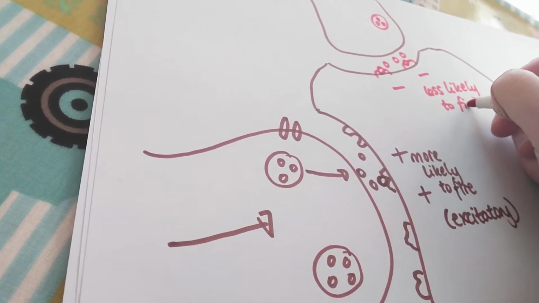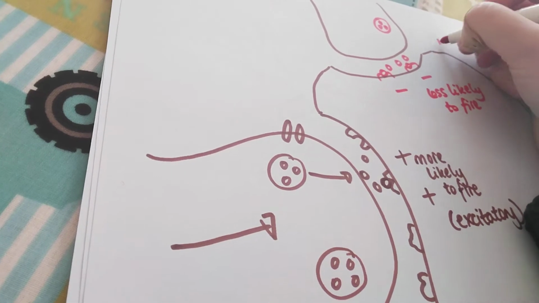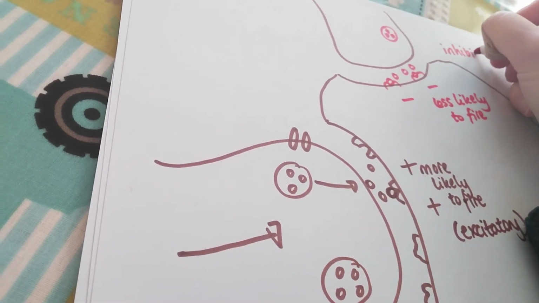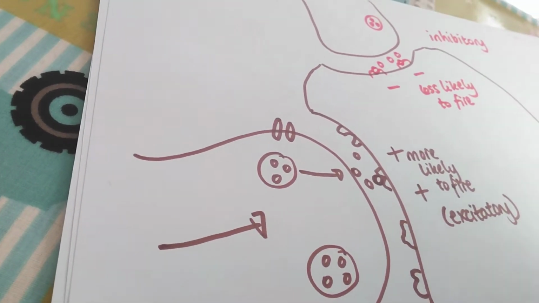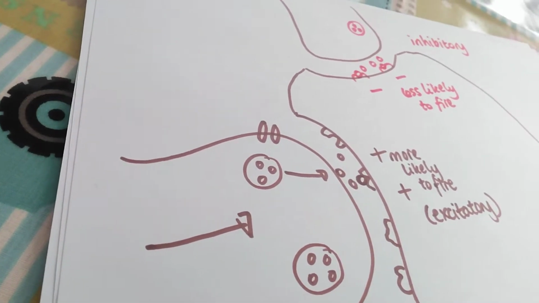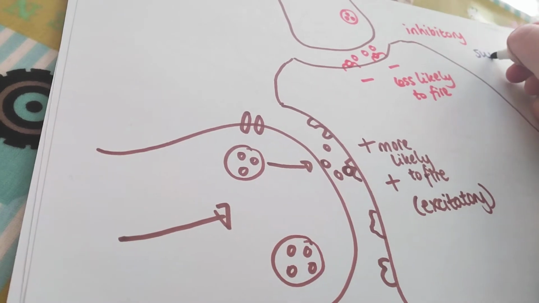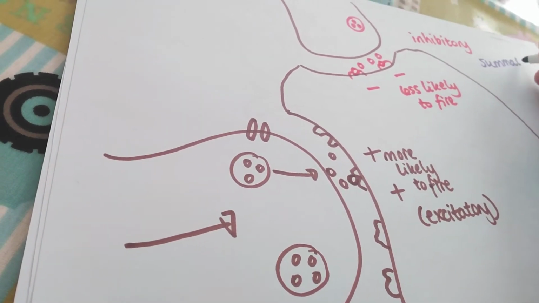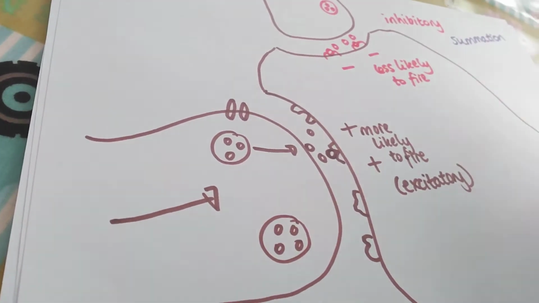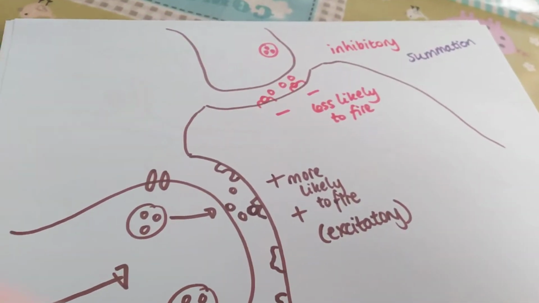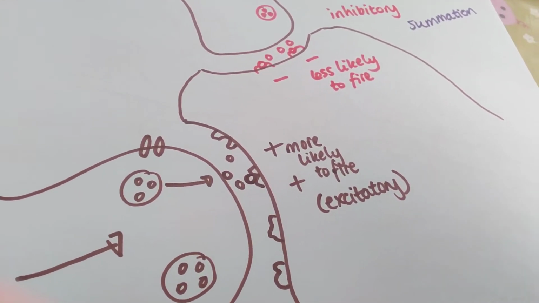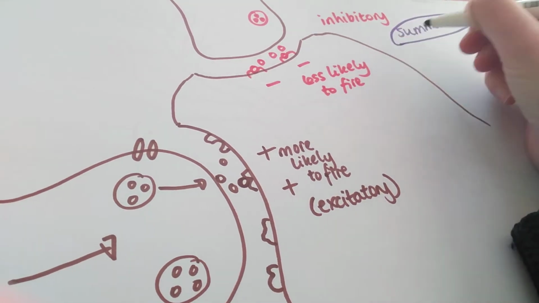Okay, so what then happens is we have a process, I'll just write that this is inhibitory, we have a process called summation. I'll write that down as well. And that means that it's the combined effect of all the different neurotransmitters on this postsynaptic neuron that determines whether or not it's likely to fire. That process is called summation.